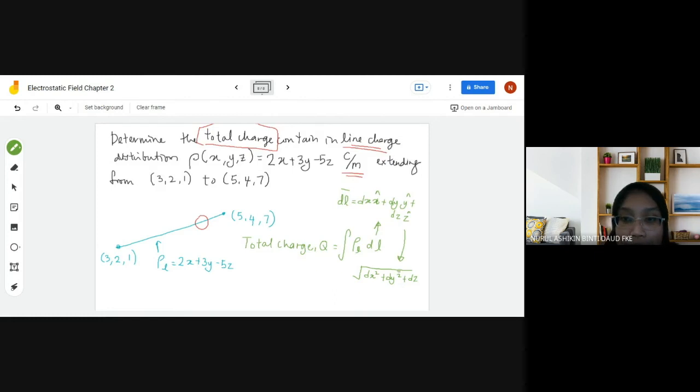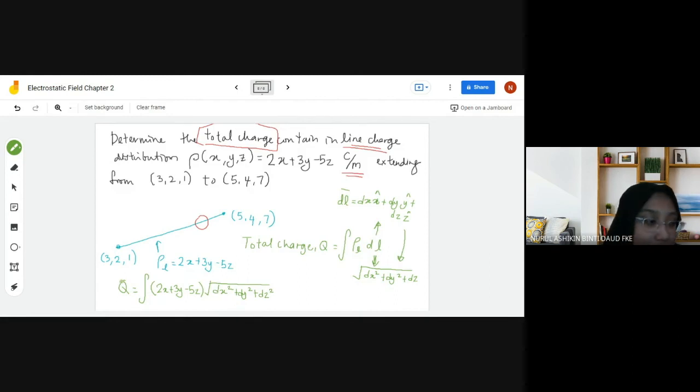I hope up until here it is clear, right? So now, in order to find the total charge, Q will be the integral of rho L, which is this equation, 2x plus 3y minus 5z. And dl now will be this one, in the magnitude form, which is the square root of dx squared plus dy squared plus dz squared.